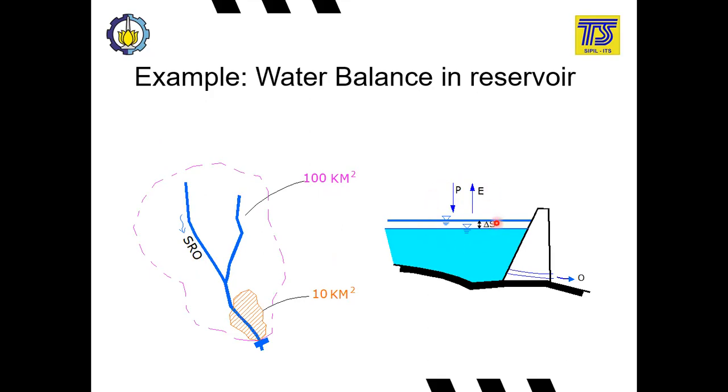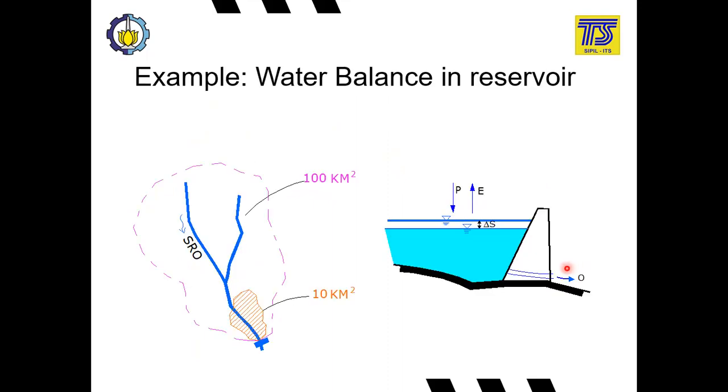We have a reservoir here. The inundation area here is the representation of this one. So here we have the area of 10 square kilometers, in which we can calculate the water balance, in this reservoir, caused by the water activity going on in this catchment area or watershed. Here we have precipitation and evaporation. And there is also change in the storage, delta S. And there is also outflow from this reservoir.